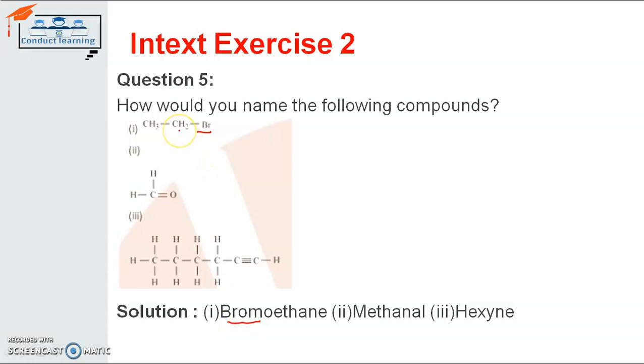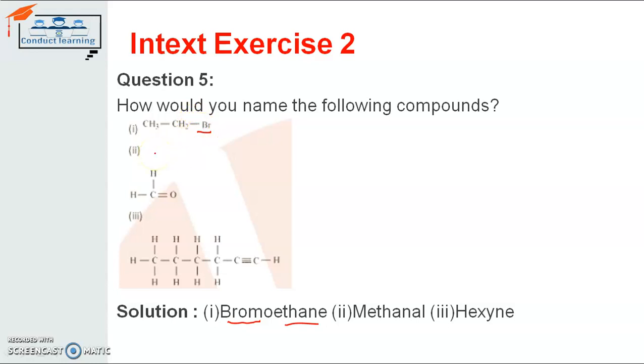After that, we have to calculate the number of carbon atoms in that particular structure. There are two carbon atoms. According to two, it is named ethane, because there are two carbon atoms in ethane. So that's why ethane comes after the bromo. So the name of that carbon compound is bromoethane, whose structure is given in the first.